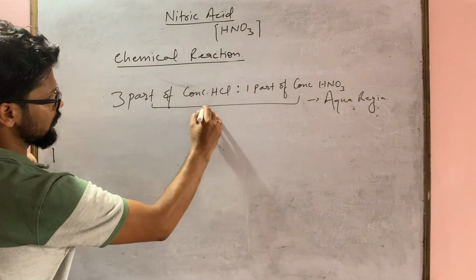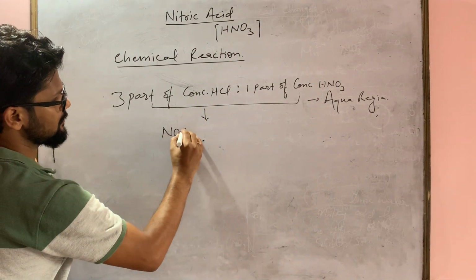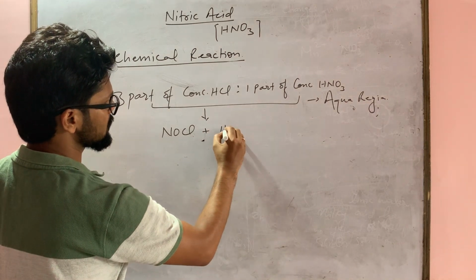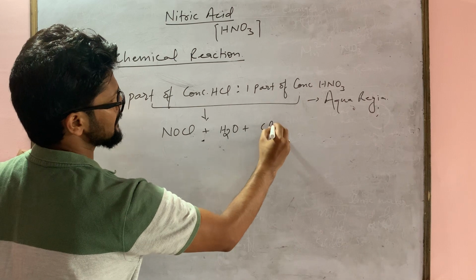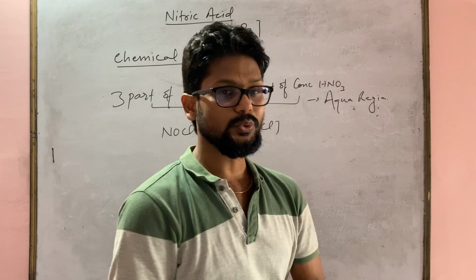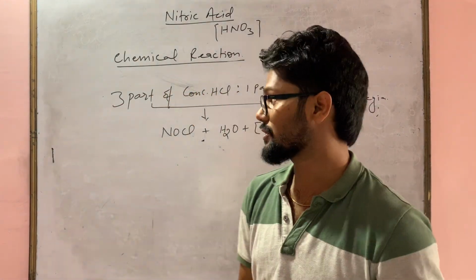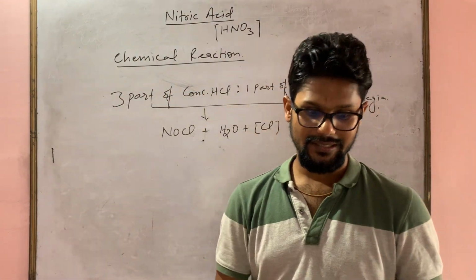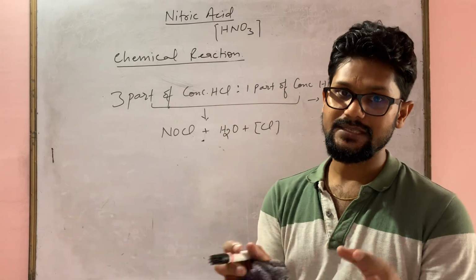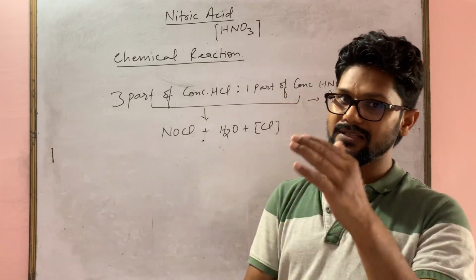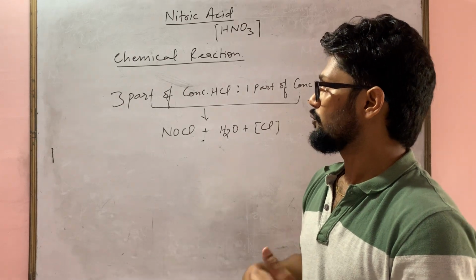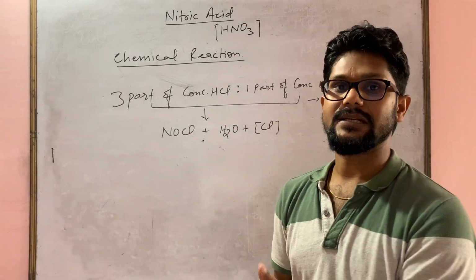When they are mixed, they form the product NOCl, its name is nitrosyl chloride, as well as water plus nascent chlorine. So 2-3 questions are possible from here. The first question is what is aqua regia? The second question can come, which noble metals can dissolve in aqua regia? The answer is gold and platinum. Or in the other way it may also be asked, in which solution can noble metals dissolve?